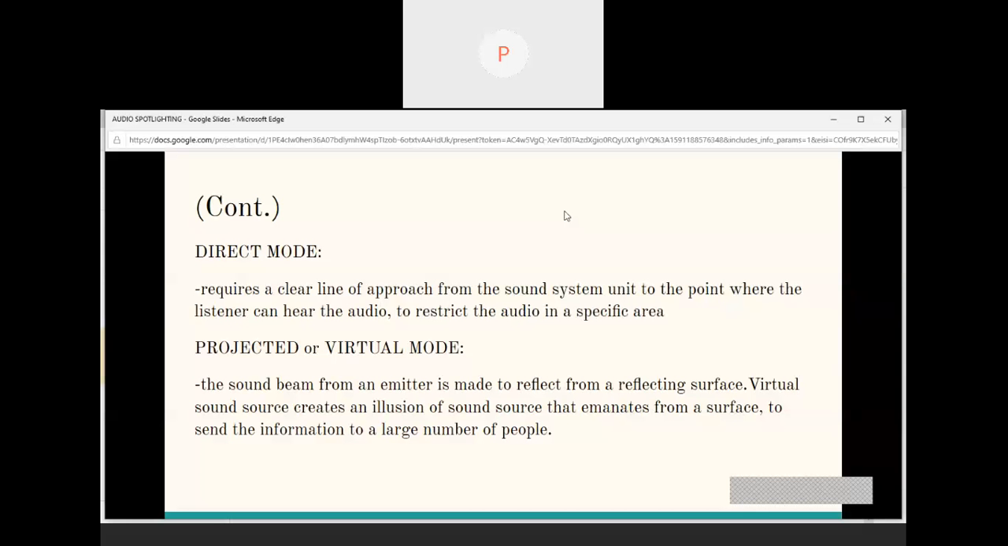Now, projected or virtual mode requires an unbroken line of approach from the emitter of the audio spotlighting system. So the emitter is pointed at the spot where the sound is to be heard. For this mode of operation, the sound beam from an emitter is made to reflect from a reflecting surface such as a wall or diffuser surface, etc. A virtual sound source creates an illusion of a sound source that emanates from a surface or direction where no physical loudspeaker is present. That is, the information is said to a large number of people.